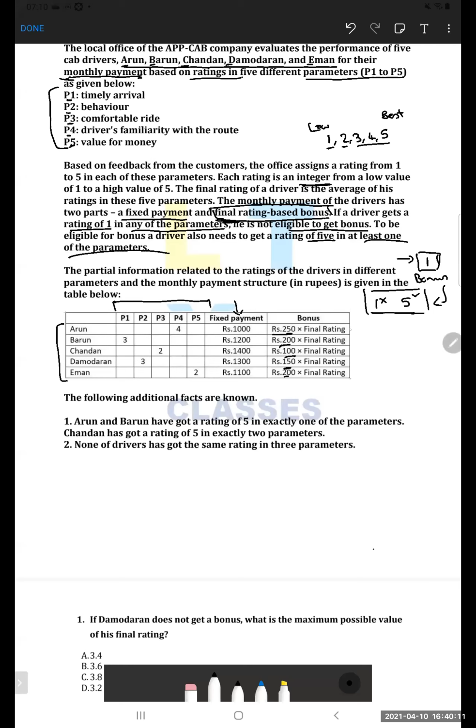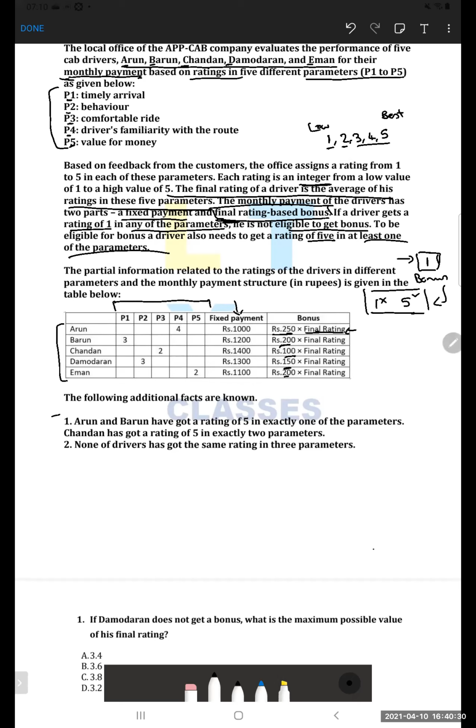How do we decide the final rating? Here it's mentioned, if you see, the final rating of a driver is the average of the rating in these 5 parameters. So the average of P1 to P5 for Arun will determine the final rating, and multiplied by 250 determines his bonus. Okay, we have all the information till here.